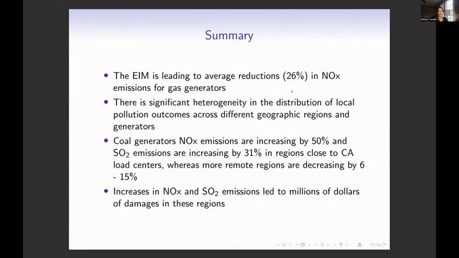So in summary, the EIM is leading to average reductions in NOx emissions for gas generators, but there's significant heterogeneity in the distribution of these local pollution outcomes across different geographic regions and generators. I find that coal generators' NOx emissions are increasing by 50% and SO2 emissions are increasing by 31% in regions close to California, whereas more remote regions are seeing decreases in NOx and SO2 emissions. And these local pollutants lead to millions of dollars of damages in some of these regions that are closer to California. So I think that's all I have. I'm looking forward to any questions anyone has.